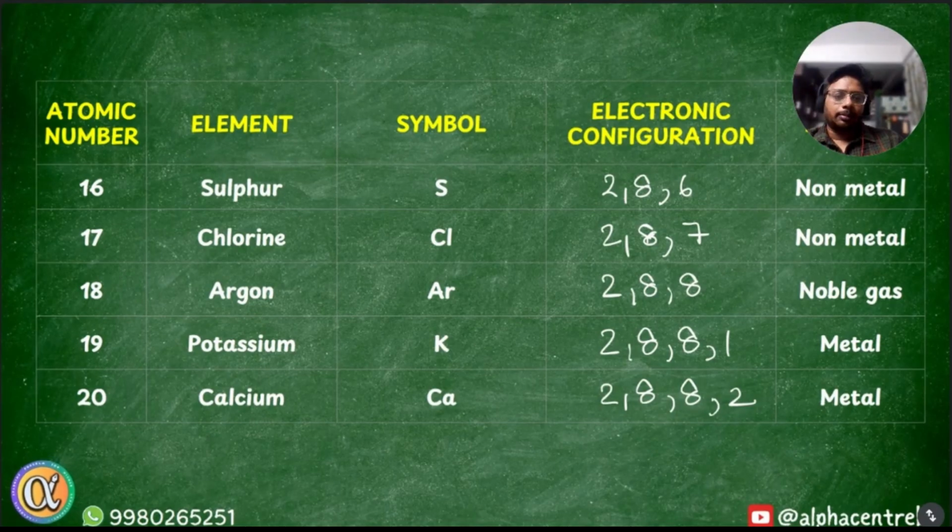What is the electronic configuration of potassium? 2, 8, 8, 1. Potassium belongs to which group of the periodic table? Group 1. And what is the number of valence electrons in calcium? 2, 8, 8, 2, so 2 valence electrons. Which group does calcium belong to? Group 2. So here in this periodic table, you see potassium and calcium are mainly metals, and argon is a noble gas.